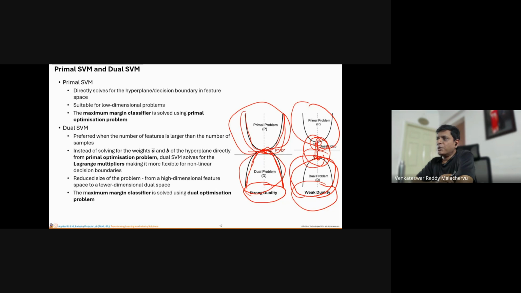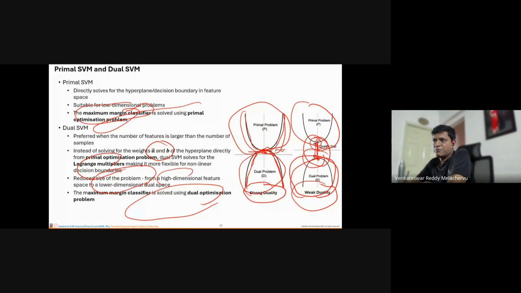Right? Obviously, solving a dual sometimes could be complex. When you solve using primal, it's a maximum margin classifier, straightforward. It's called primal optimization. And when you solve using the dual problem, it's dual SVM or dual optimization, right? Instead of solving for the hyperplane a and b directly, dual SVM solves using Lagrangian multipliers. In this case, the size of the dimensions is reduced. So in a way, we are bringing down from a higher dimensional feature space to a lower dimensional feature space, the dual space.